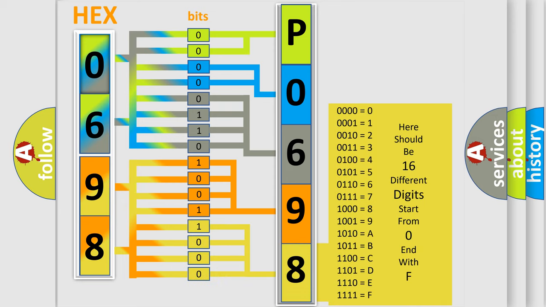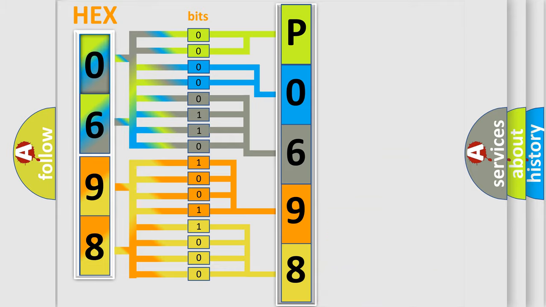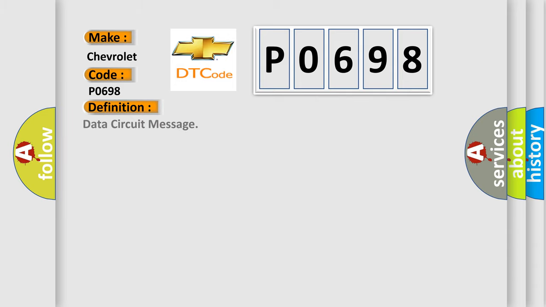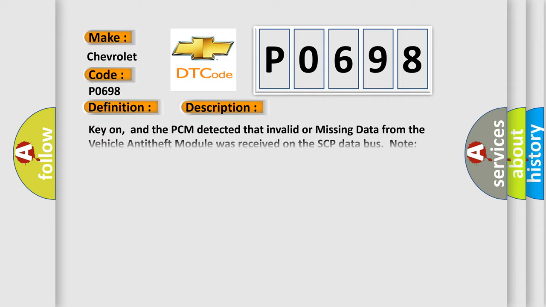We now know in what way the diagnostic tool translates the received information into a more comprehensible format. The number itself does not make sense to us if we cannot assign information to what it actually expresses. So, what does the Diagnostic Trouble Code P0698 interpret specifically for Chevrolet? The basic definition is data circuit message. And now this is a short description of this DTC code.